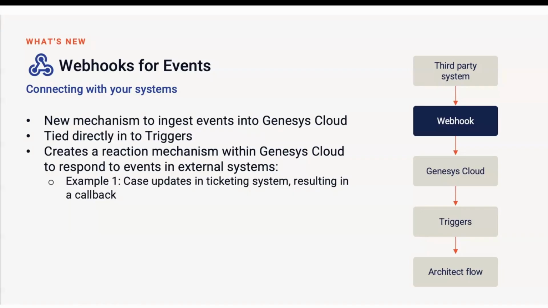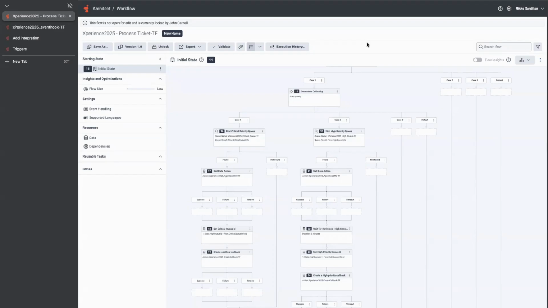So to recap the flow, the third-party system pushes the data. The integration authenticates and accepts it. The trigger routes it. And finally, the workflow processes it. Now that we have successfully discussed the four main components involved in the process of event webhooks, let's move on to the configuration itself inside Genesys Cloud.